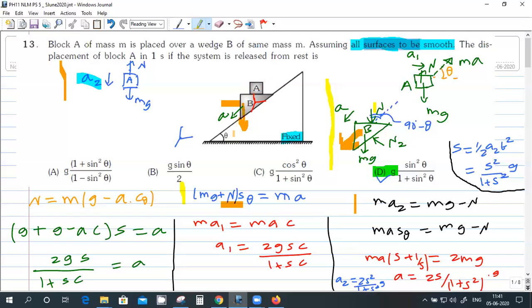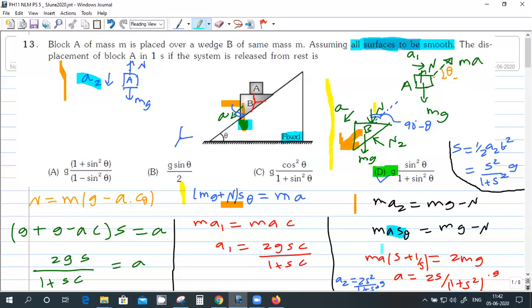Okay, so this angle is theta. So this angle is also theta, alternate angle. And this is 90 minus theta with the vertical. Right? So A sin theta is the vertical component. Is it clear? Yes, sir. This component is A sin theta. Okay, so A2 is A sin theta.